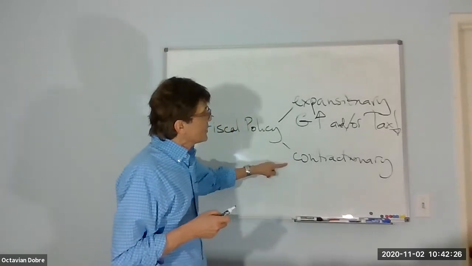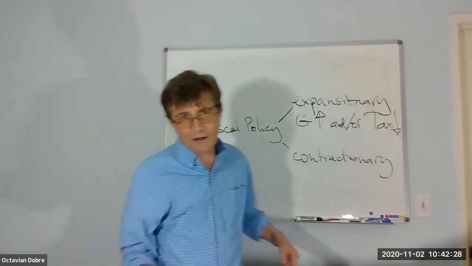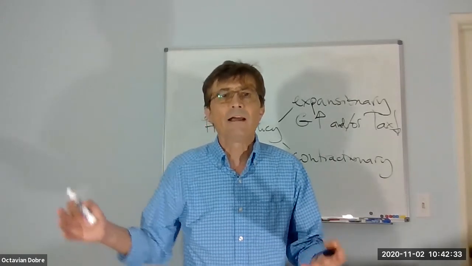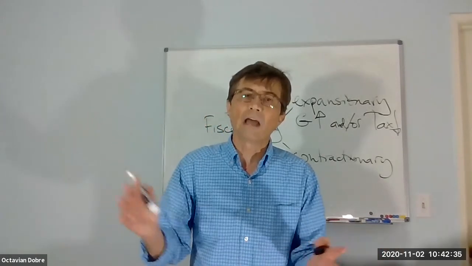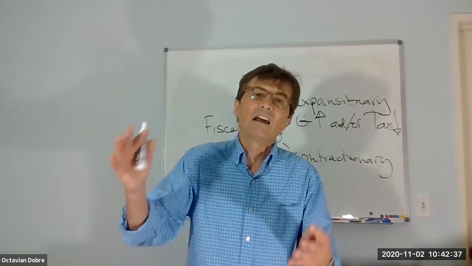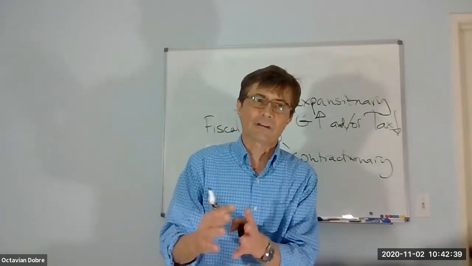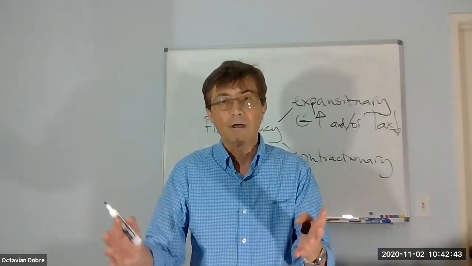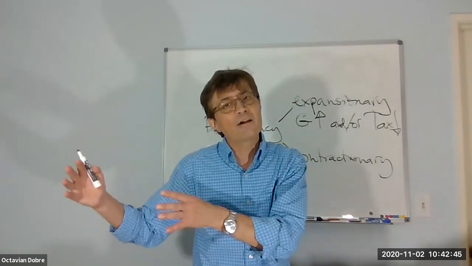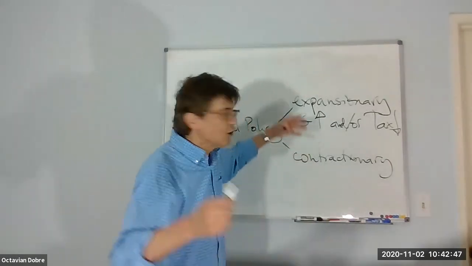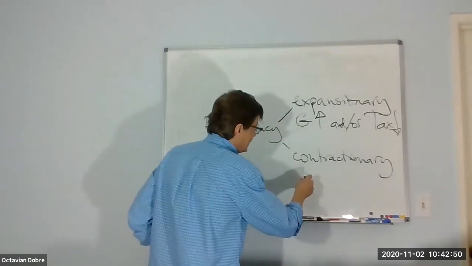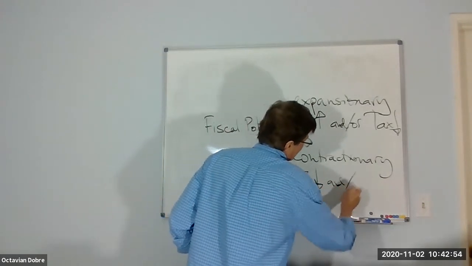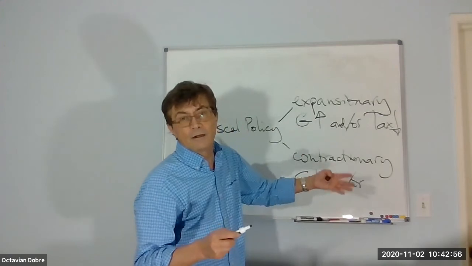Okay, now contractionary doesn't happen very often, because that's when the government is trying to slow down the economy to create less demand for goods and services, because they're afraid that the economy is too hot, it's too good. It may lead to inflation. So then, to slow down the economy, they're going to reduce their spending and or increase the taxes.